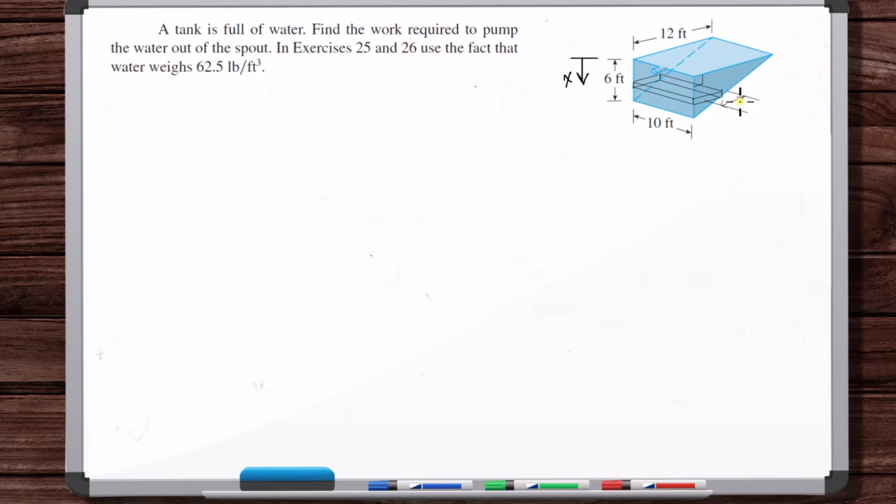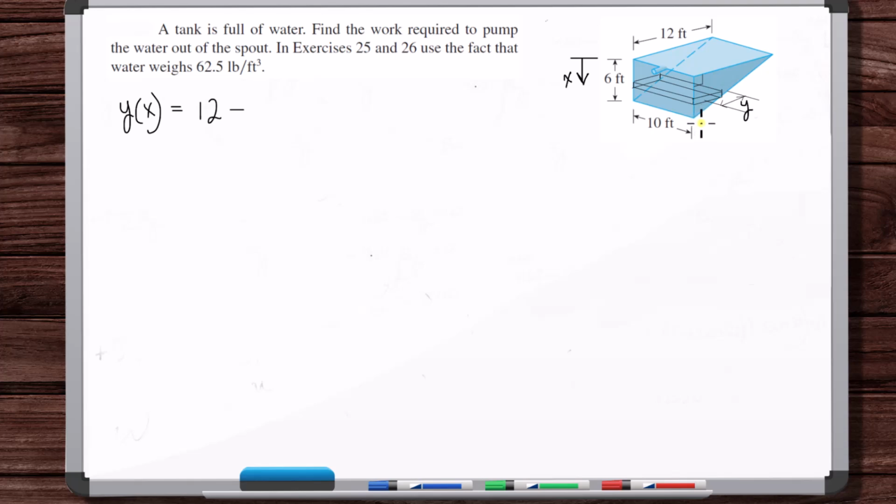Okay, so we'll call this, let's say, y. So what is y as a function of x? That's what we're going to need. When x is equal to 0, y is equal to 12. So we're going to start at 12, and then we're going to subtract. When x is equal to 6, y is going to be equal to 0.